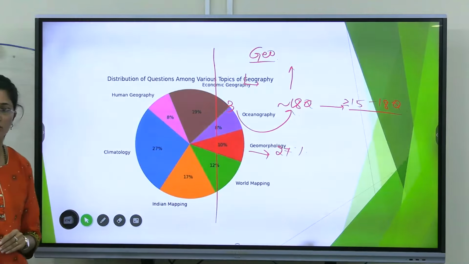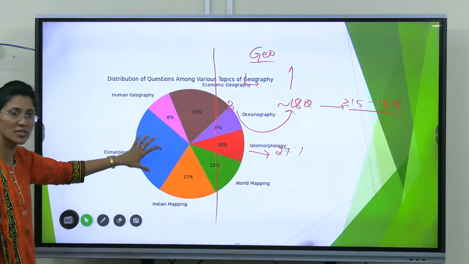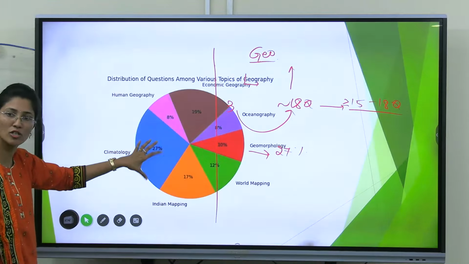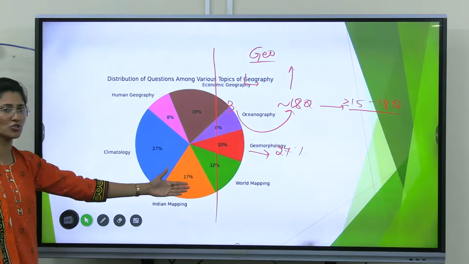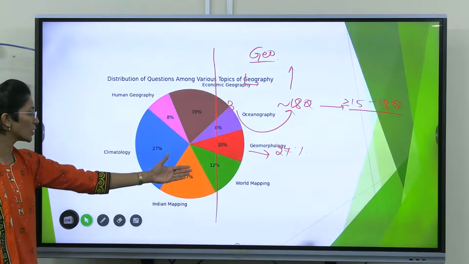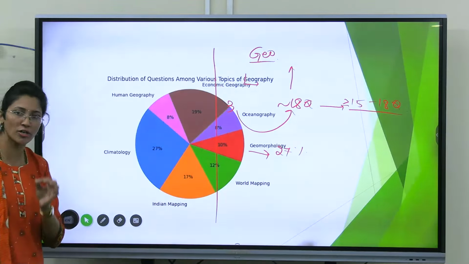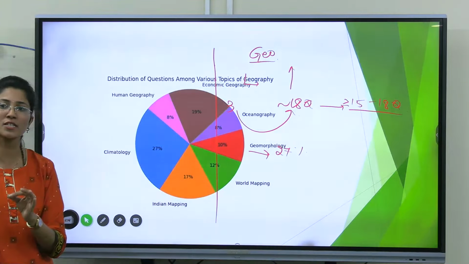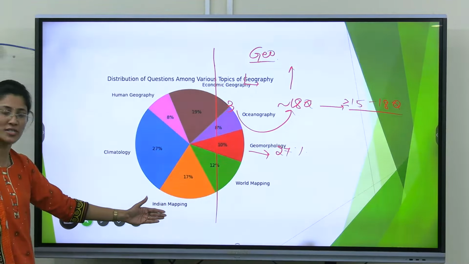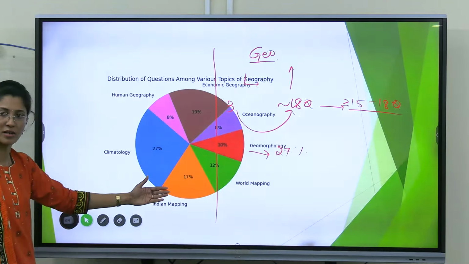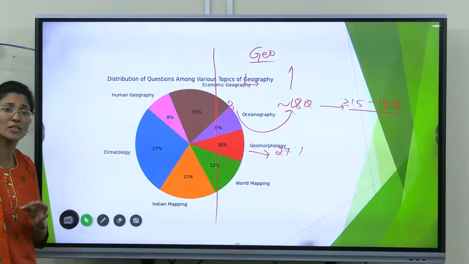This is a breakup. 27% of the questions are coming from climatology, so climatology should be your first priority. Next comes mapping. You should not neglect mapping, be it world mapping or Indian mapping, and Indian geography as well. Greater than 60% of the questions we are getting are from Indian mapping only. The rest of the questions are mostly static and current affairs related questions in specific topics only.